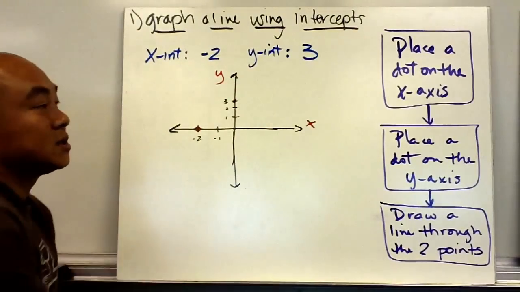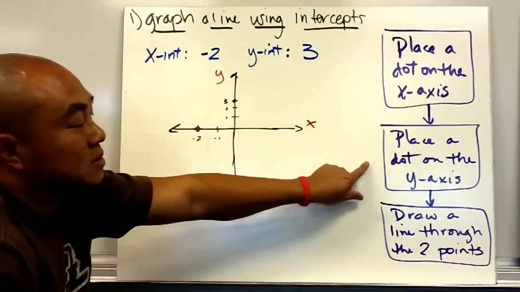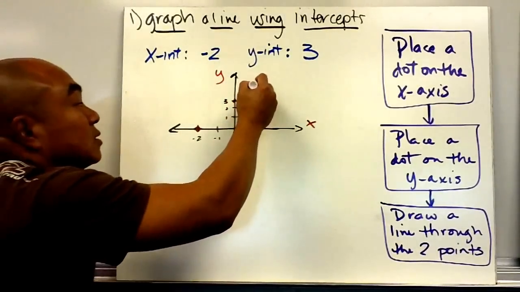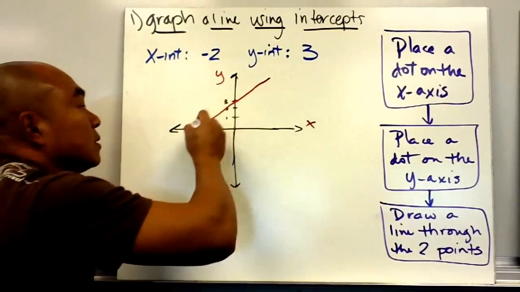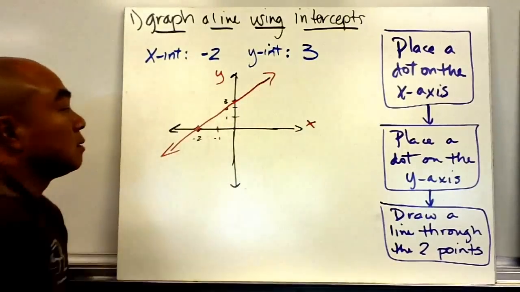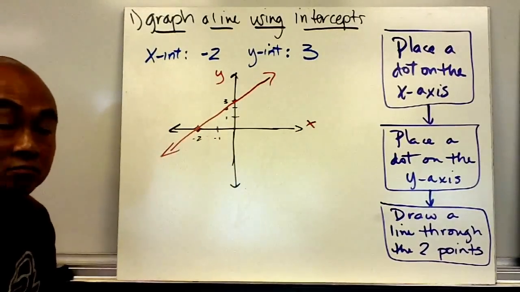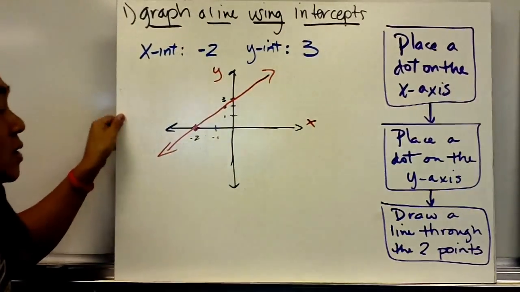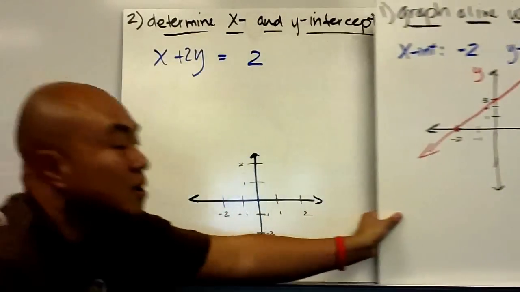Once I have those two dots, so I place a dot on the x, place a dot on the y, I'm going to draw a line straight through. And again, forgive me if my lines are not that straight, but I will try my best. And that's it. So this is graphing a line using intercepts. Alright, now comes a little bit harder.